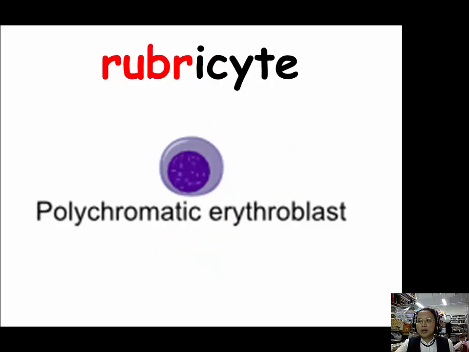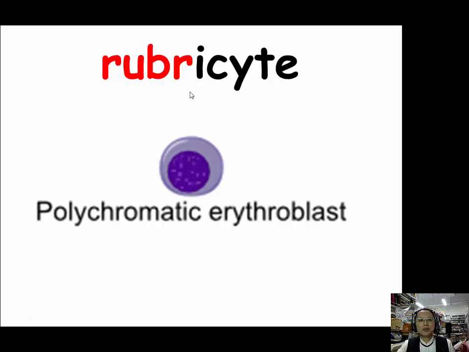For prefix rubro, or rubr in this example, because of the suffix it was connected to, it changed to I and became rubricyte. Rubricyte, like this polychromatic erythroblast in the figure, is an immature red blood cell that has a nucleus. It's about half of the size of a developing red blood cell, and it has cytoplasm that stains erratically blue, purplish, and gray because it has hemoglobin. So that's why it gets this name, rubricyte.